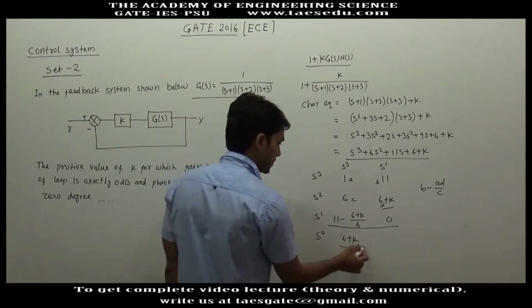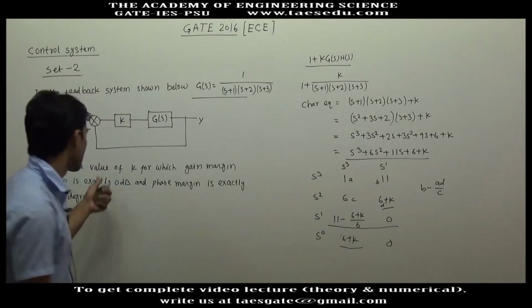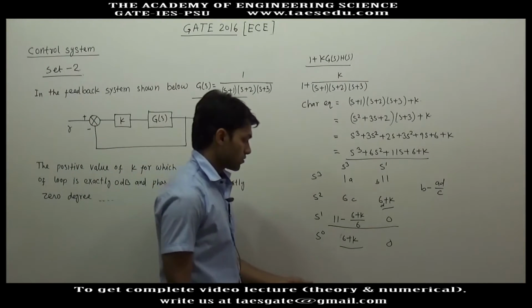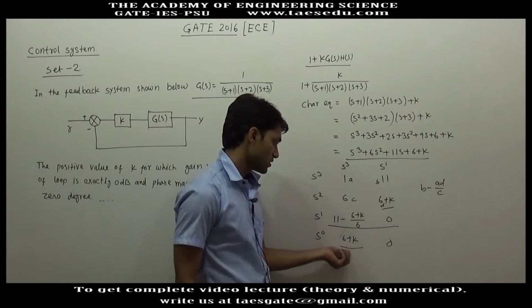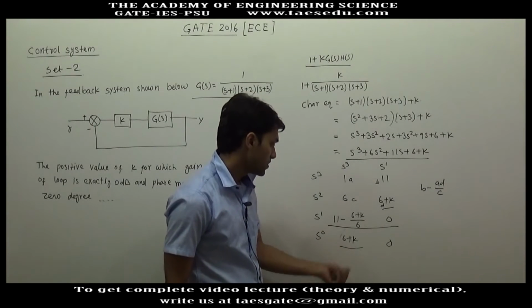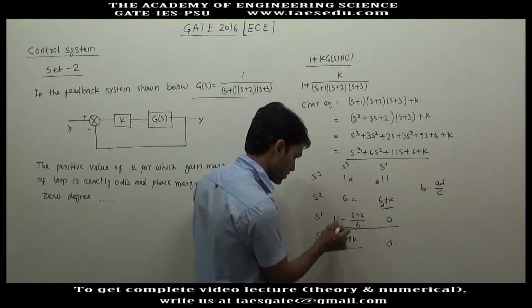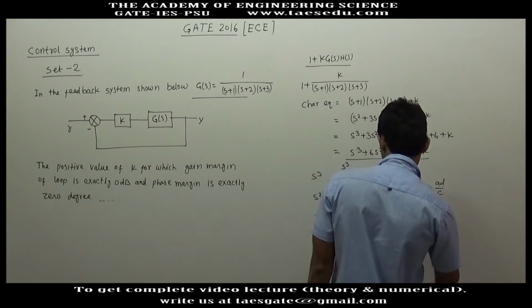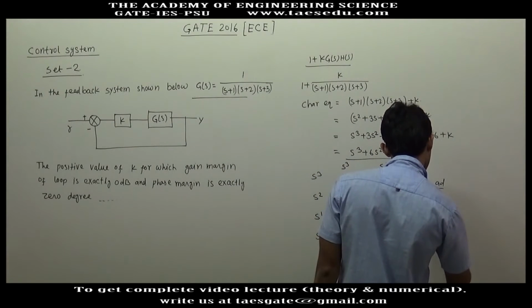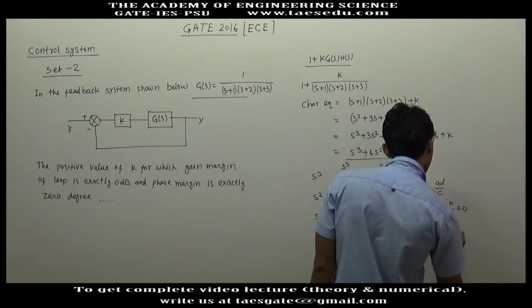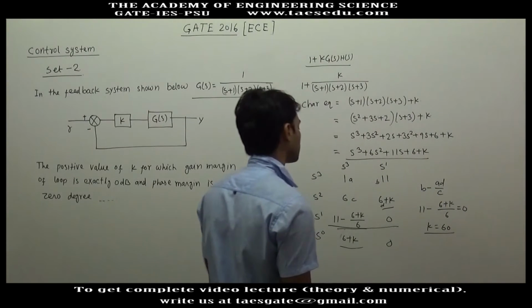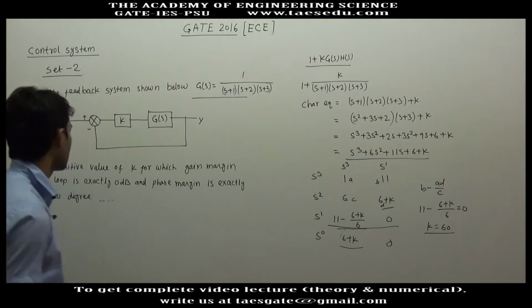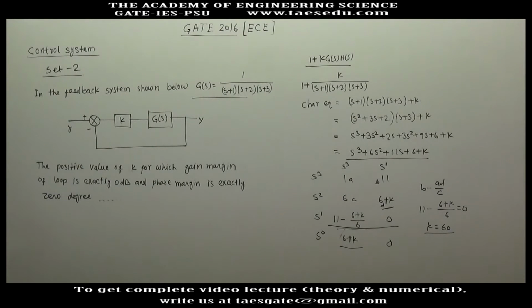Because this cannot be 0, we have to find out the positive value of k. So there is no positive value of k for which this term can go to 0. But this term can go to 0. So 11 minus (6 plus k) divided by 6 is 0. So you will find the value of k as 60. So when k is 60, the system will be marginally stable or oscillatory.